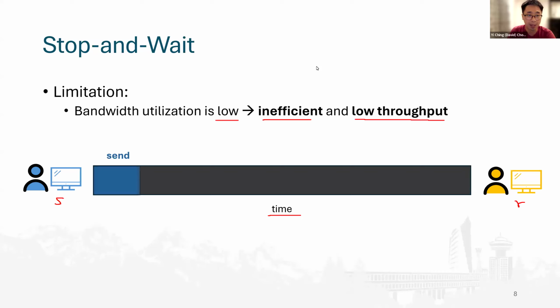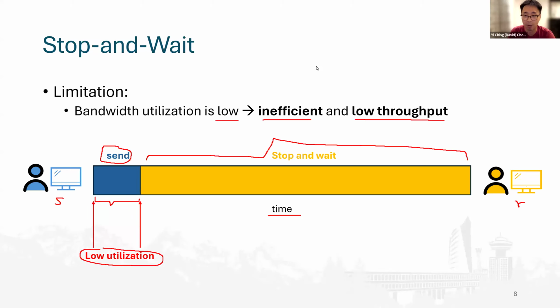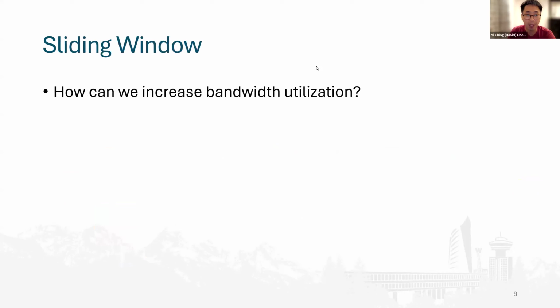During this time, the sender will spend some time to send the packet and then will spend the majority of time in stop and wait. Now, if we compare the time proportion, we will find that only a very small proportion is used for sending the data. But the majority of the time will be spent on stop and wait. So this will lead to very low utilization of our time and also our bandwidth resources. So the question is, how can we increase our bandwidth utilization while also maintaining the sending rate?